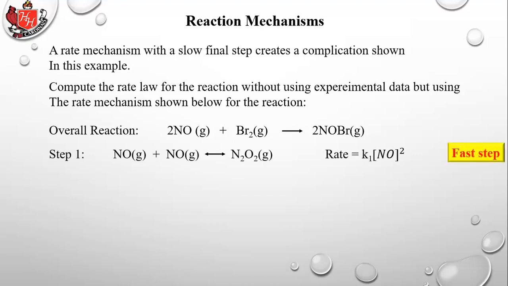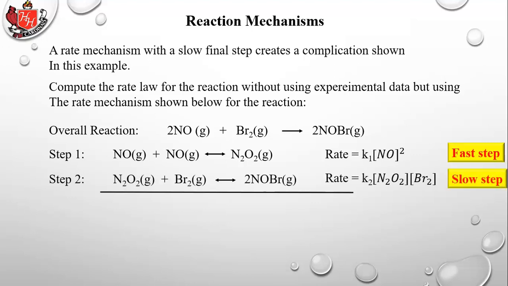So step 1, you take those 2 NOs and you combine them to produce N2O2. And so the rate law for that first step, K1, will be NO plus NO can be treated as 2NO. Just think about it like algebra: NO plus NO is 2NO. So that means in the rate law, the NO is going to be raised to the second power because it has a coefficient of 2. And we're going to say that's the fast step. That's something that you have to be told.